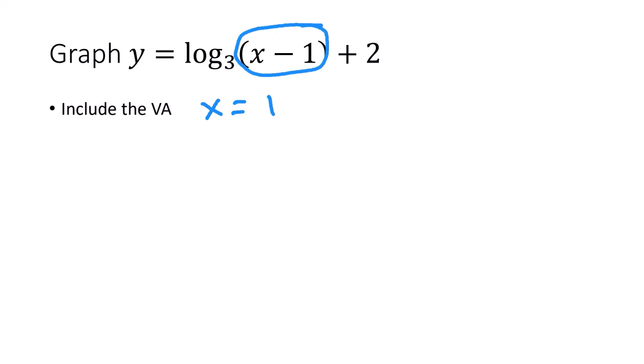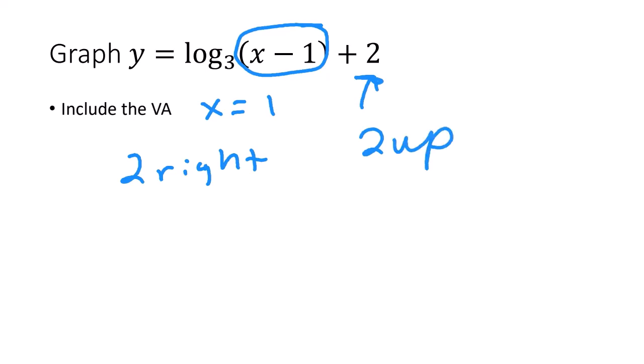This says it's shifting 2 right. So 2 to the right. Remember how we think x minus 1 equals 0, so that tells you the area. And then 2 up. So we're going to go 2 right and 2 up. Let me show you one more before we go over to MyOpenMath.